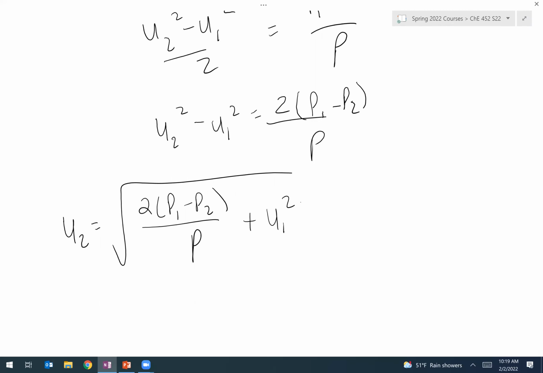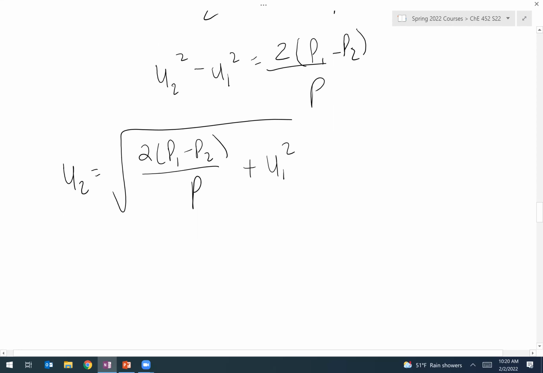Now that I have the equation, I can ask myself, what values do I need to find? I need to find my pressure 1, my pressure 2, my density, and my initial velocity through the pipe. Now, P1 is 50 psia. P2, not really given, but I said it's discharging to the atmosphere, so I can assume 14.7 psia. And the harder one is U1.